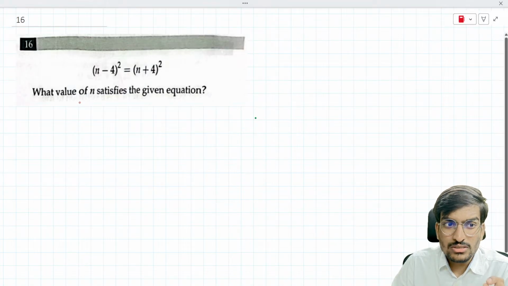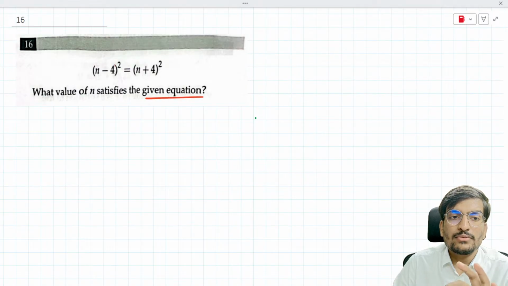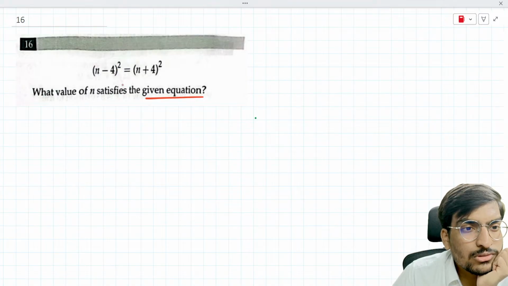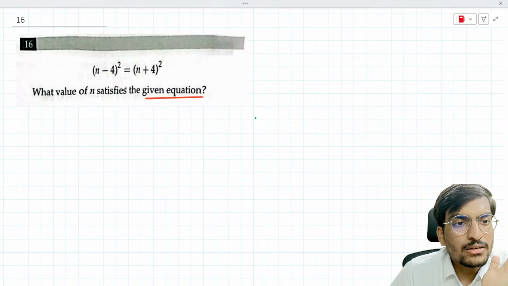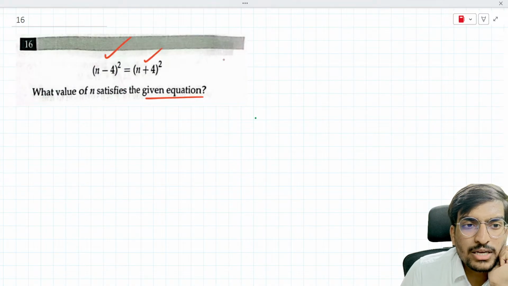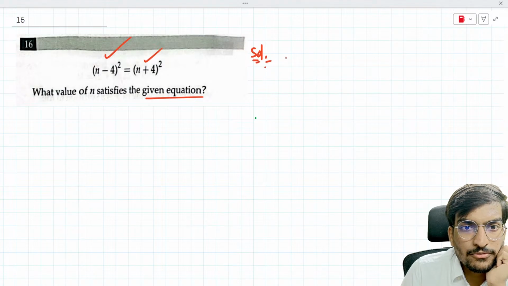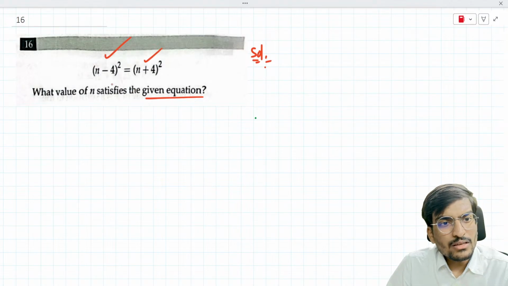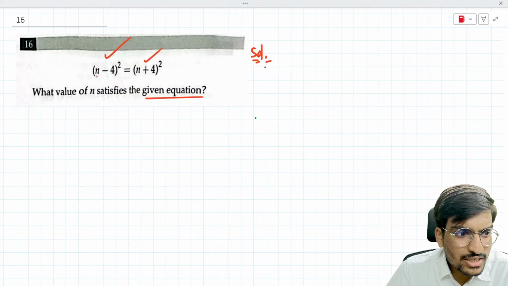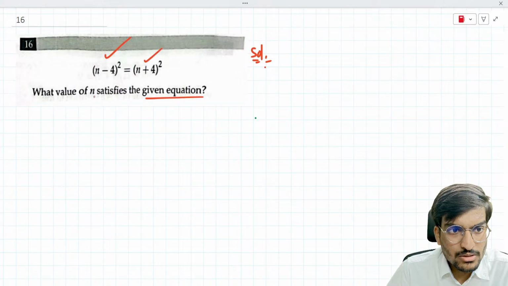What value of n satisfies the given equation? So here we have an equation. If you check carefully, obviously we will apply the (a minus b) whole square and (a plus b) whole square formula here. Fine. But just by checking we can say the answer is something. What is the value of n?